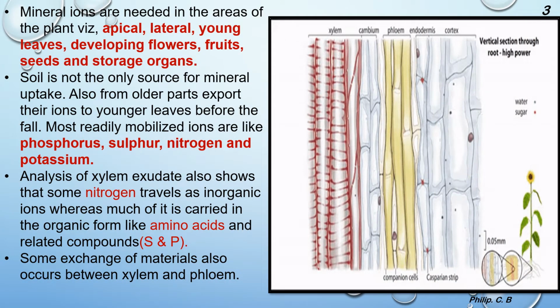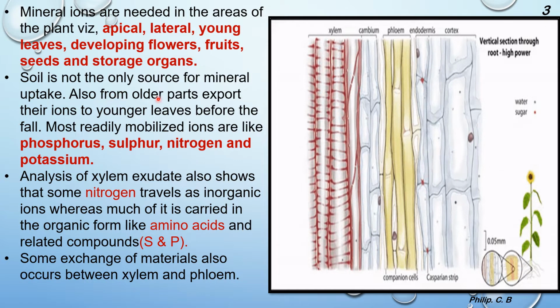Now, moving further, mineral ions are needed in the areas of the plant, that is apical, lateral, young leaves, developing flowers, fruits, seeds, and storage organs. That means each and every part of the plant requires minerals. As various types of minerals are present, all are required in certain proportion. Right from the top of the plant or the lateral region, the growing new young leaves or the flowers, fruits, seeds, storage organs, each and every part requires minerals.